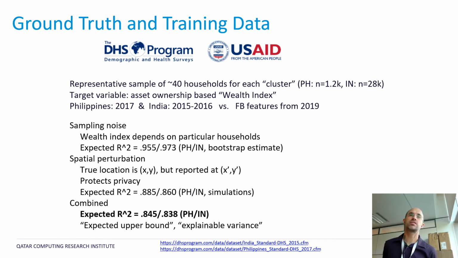Just a quick note that there is inherent noise in the ground truth, so it's not necessarily gold standard. One source of noise is due to sampling noise. Another source of noise is due to spatial perturbation, where to protect privacy, DHS does not report the true location. So we estimate that the ground truth only explains about 84% of its own variance, and it's explained in the paper. So this gives an upper bound, so that no method out there should be able to explain more than 84% of the variance in this data.